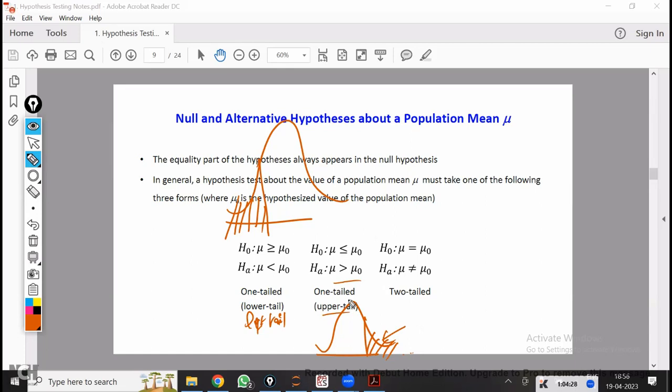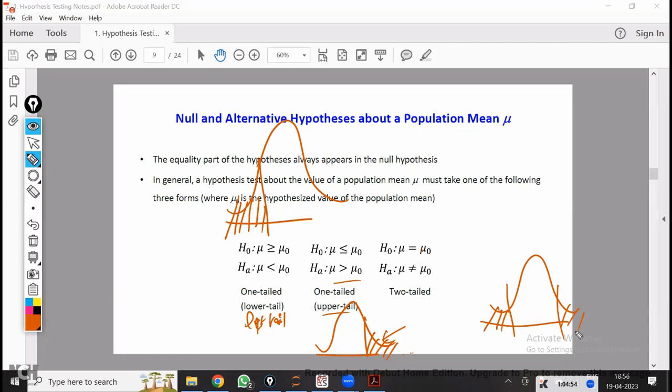Is that clear? And if you have exactly equal to or not equal to, that is called a two tail test. Rejection will be on both sides. If it is more than, also a problem for you; if it is less than, also a problem for you; exactly it should be there. Then it is called a two tail test. Two sides rejection will be there. Two tail test means we are going to reject on both sides.